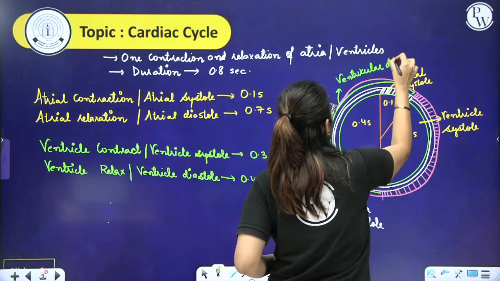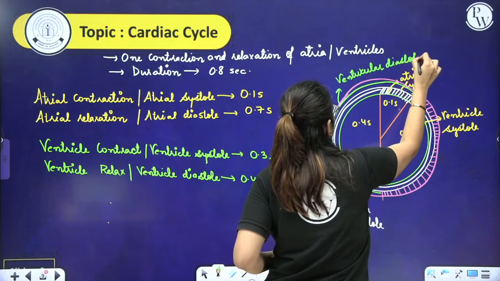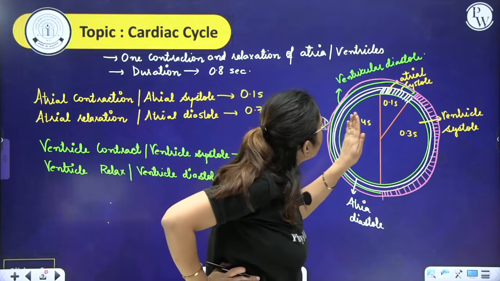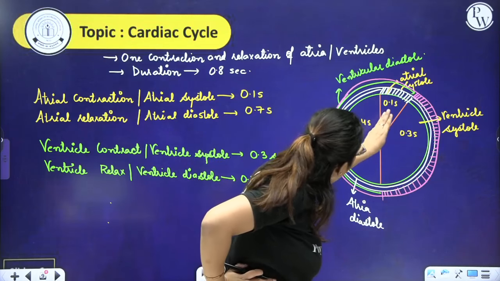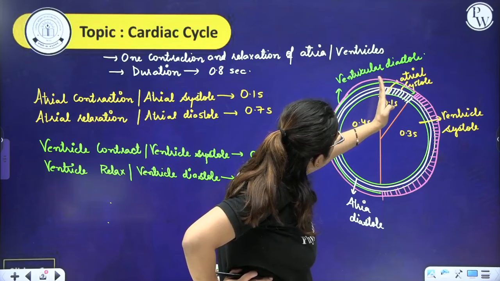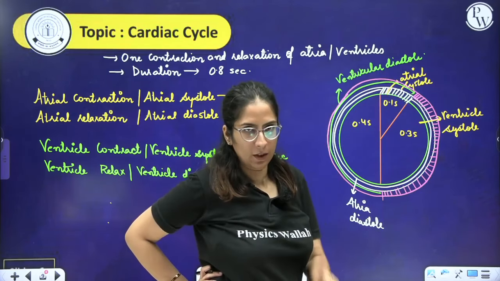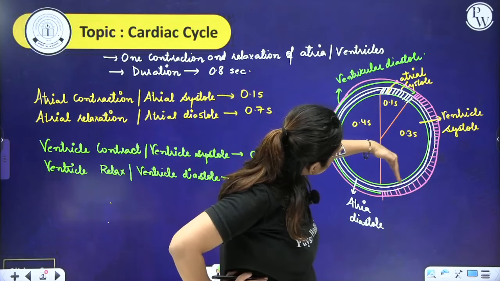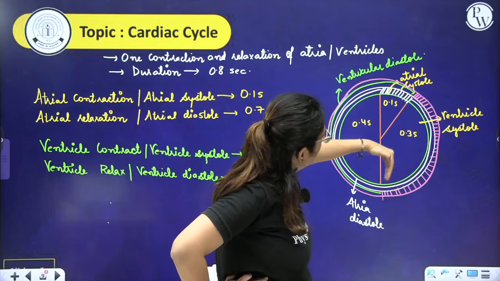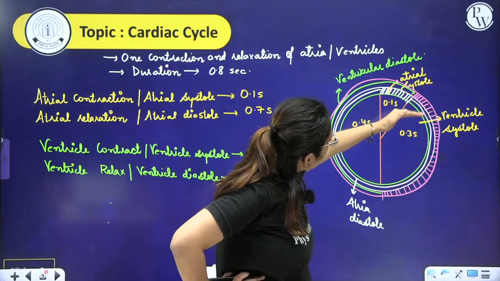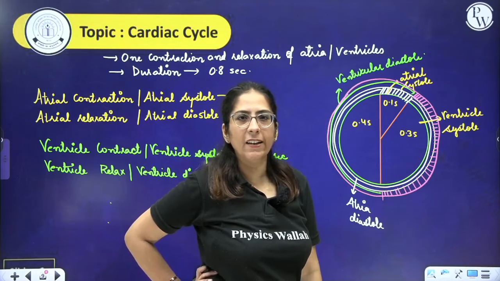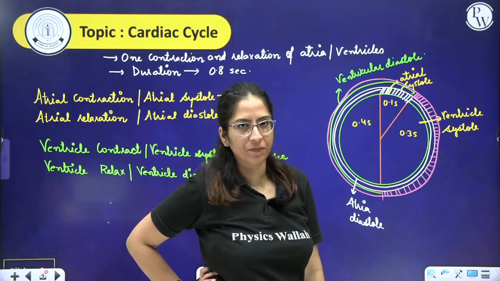Ventricular diastole. Clear? 0.1 second is only dedicated to atrial systole. And partial 0.1 second is ventricular diastole. Clear? Along with the ventricular systole, which is happening simultaneously, the atrial diastole is happening.